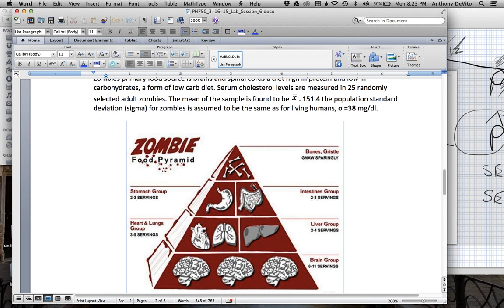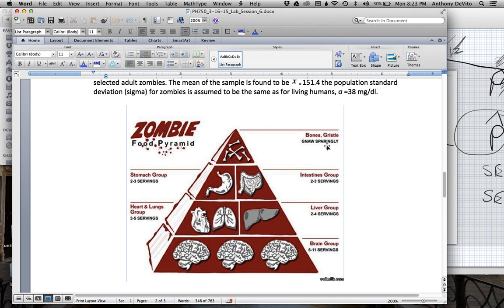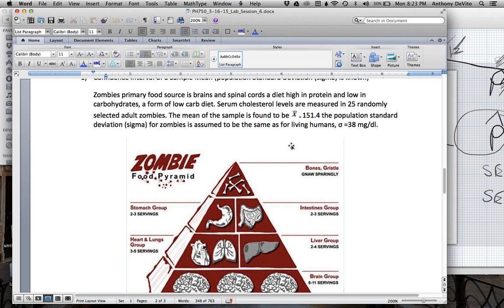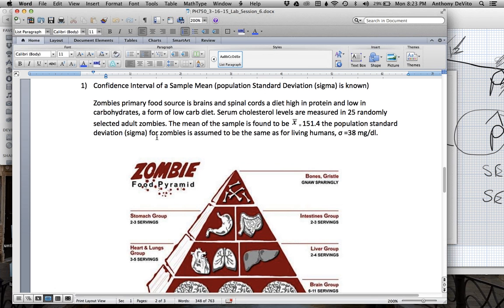Primary food, there's a zombie food pyramid, by the way, right? You're all the way up to the top, like bones and gristle, gnaw sparingly. So at any rate, the primary food source is brains and spinal cord, a diet high in protein, low in carbohydrates, a form of a low carb diet, right? Serum cholesterol levels are measured in 25 randomly selected adult zombies.